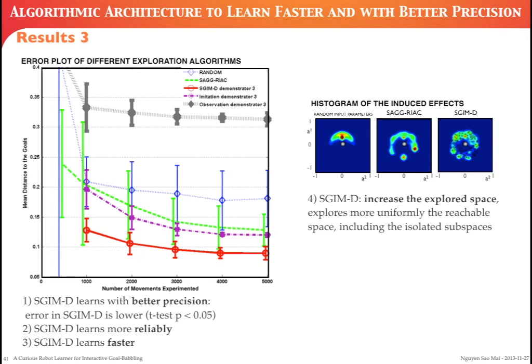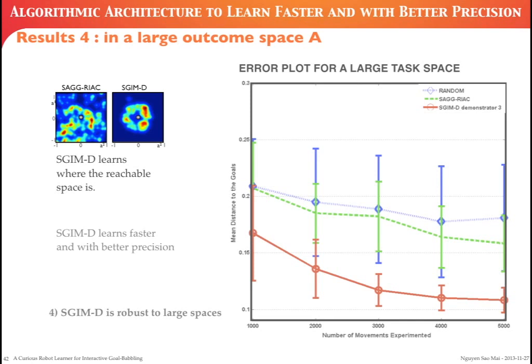So what about larger spaces? In the second set of experiments, we use a larger outcome space, so 100 times larger. And again, we plotted on the outcome space. This time, we plotted the histogram of the goals that the robot set for itself. So we can see that this seems to be a more fuzzy distribution, whereas in the case of SGIMD, the robot has set goals that correspond better to the reachable space. So somehow SGIMD learns where the reachable space is.